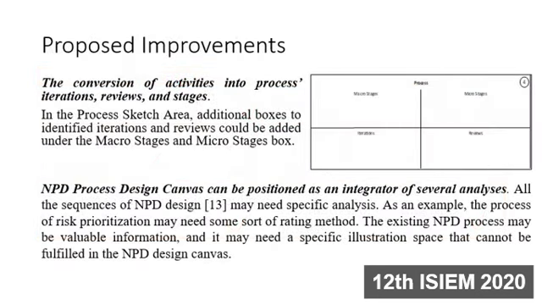Based on the testing, there are several improvements that can be done. The first is related to the conversion of activities into process, iterations, reviews, and stages. In the process sketch area, an additional box to identify iterations and review can be added under the macro stages and micro stages box. The NPD process design canvas can also be positioned as an integrator of several analyses, since all the sequence of NPD design may need specific analysis.